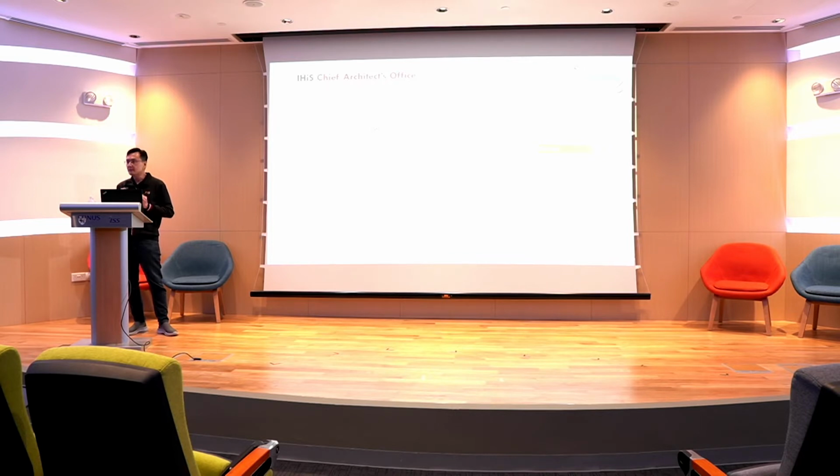Okay, so that is our Chief Architect Office at IHIS. In addition to that, if you look at this slide here, we also have a National Chief Architect Office, which is at the MOH level. This is the team sitting at the MOH. They are looking at the overall governance and guidance to all the IT healthcare projects that we have. Okay, so that's about the Chief Architect Office.